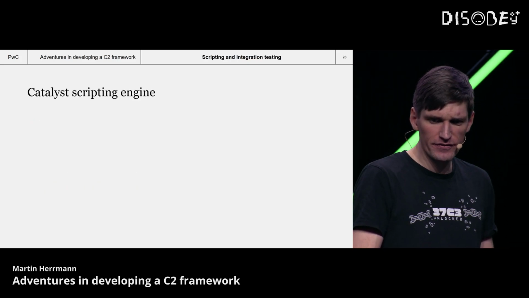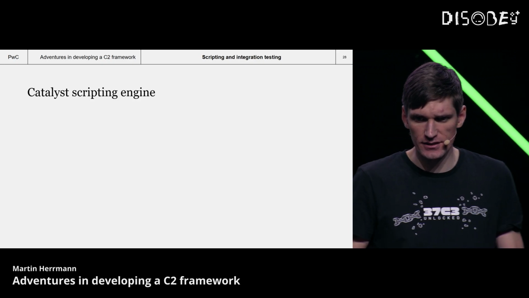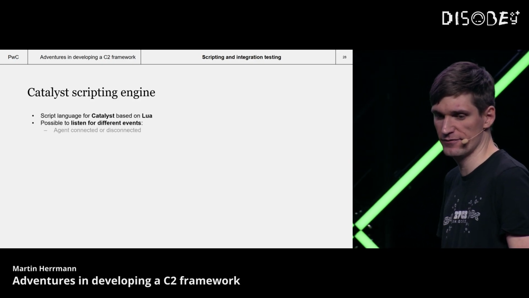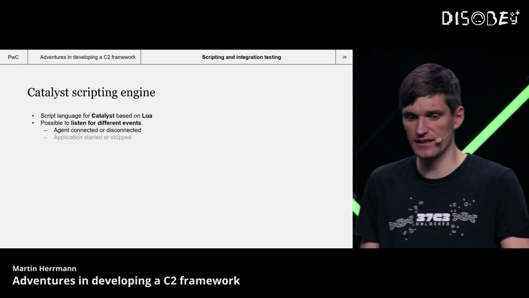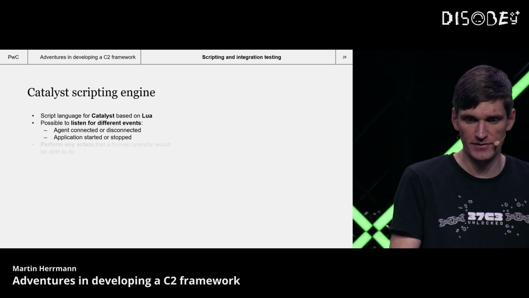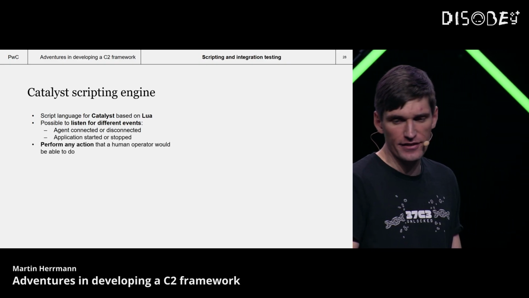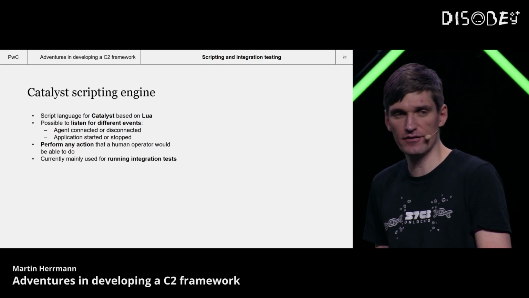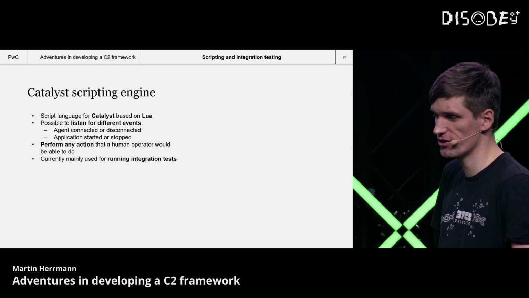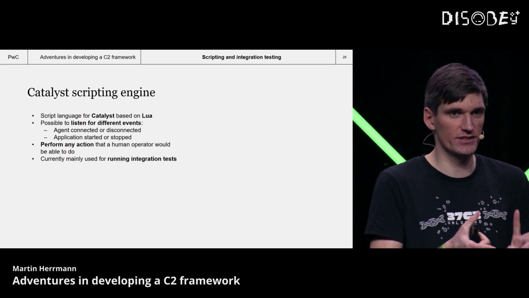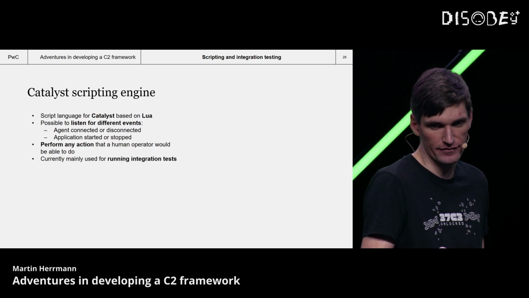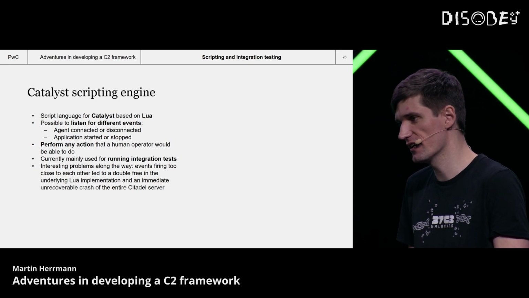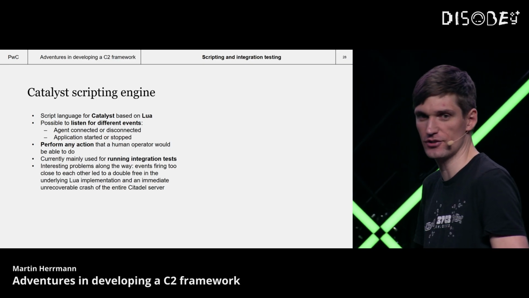One thing I just want to briefly mention is that we have a script engine. We call it Catalyst. It's based on Lua. It's possible to listen for different events like agent connected, application started or stopped, and so on. It can do anything an operator can do. We basically use it for integration testing. Whenever somebody pushes to our Git repository, we run unit tests, and we also run integration tests just to make sure we don't break stuff. And we had some fun issues with that. I sadly do not have the time to go into this now, but if you're interested, talk to me afterwards.